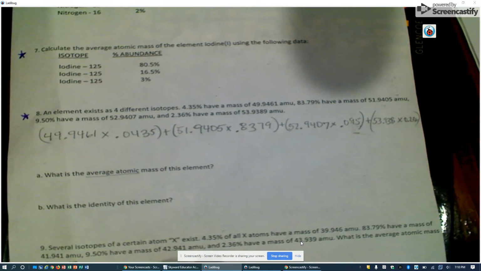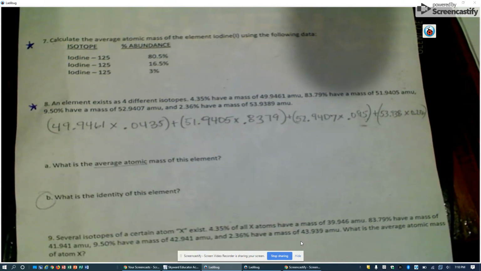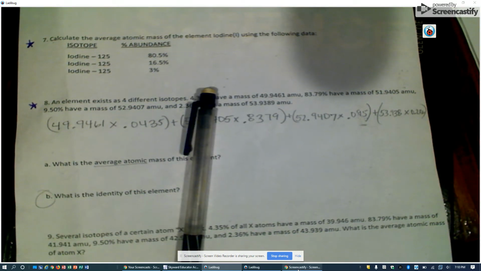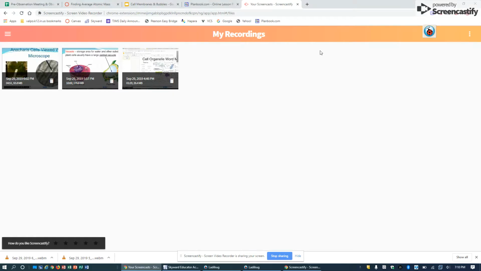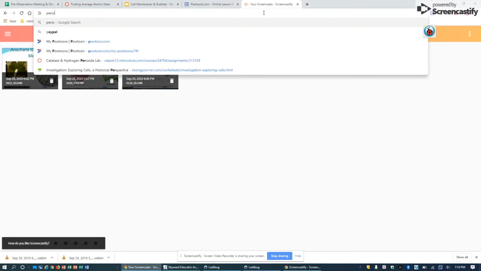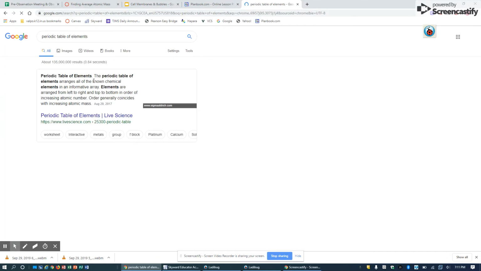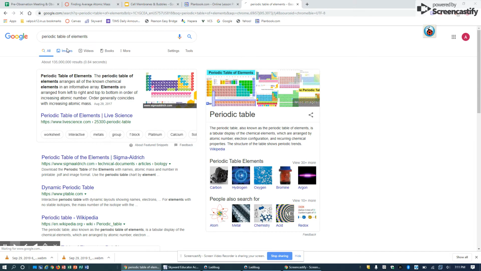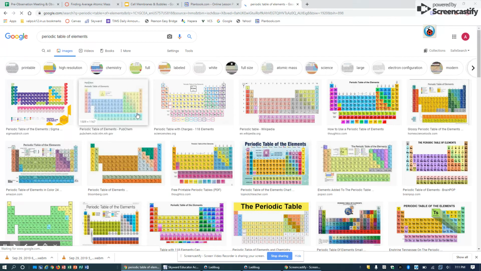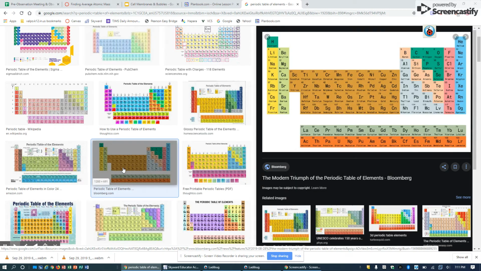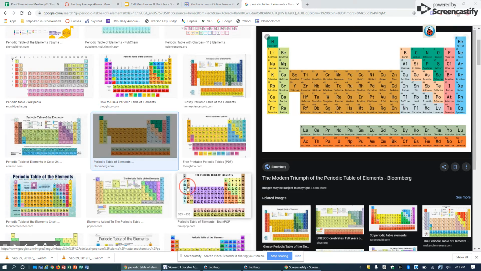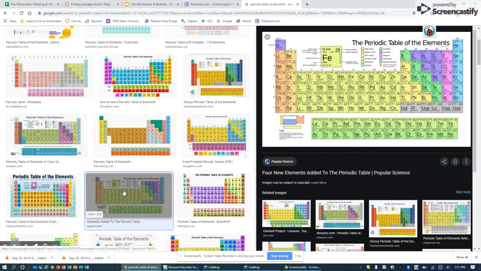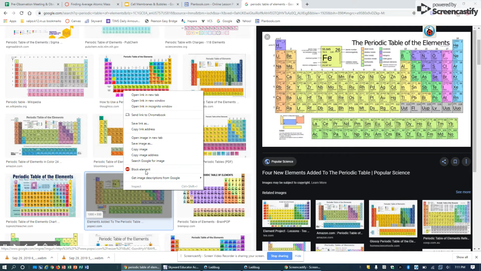Now this one, what is the identity of the element? What you're going to need to do is pull up a periodic table. So if I go into Chrome and search periodic table of elements, okay, we want to make sure we find one that has enough information. So a periodic table that has the atomic mass here, this one looks good. This one has the atomic mass. So I'm going to pull this up.